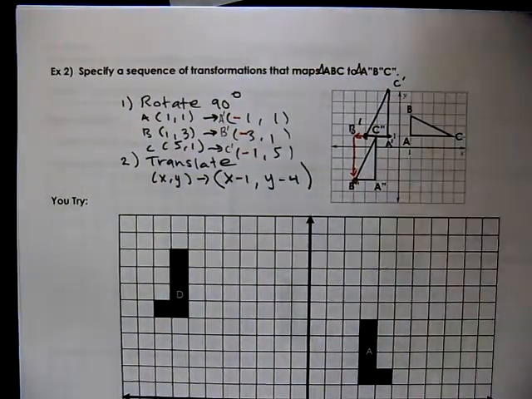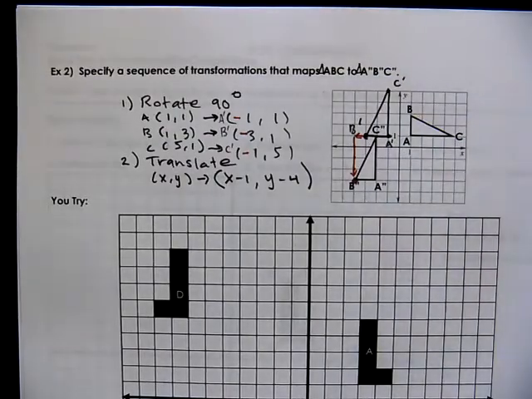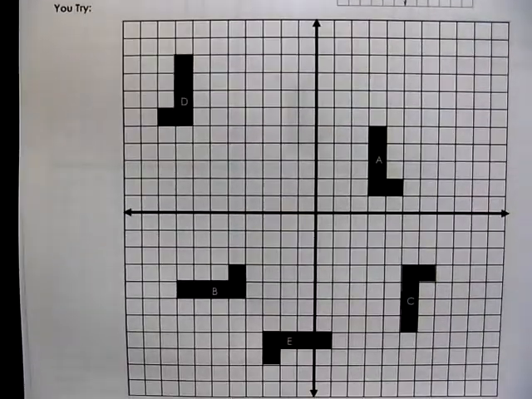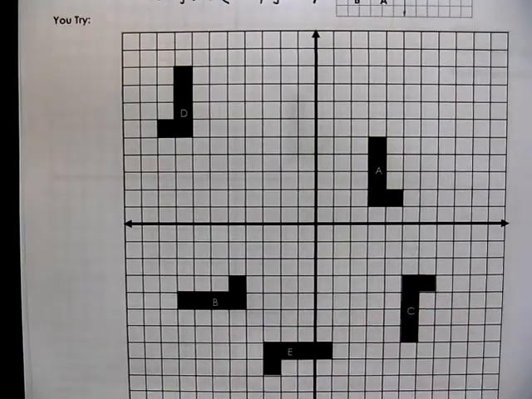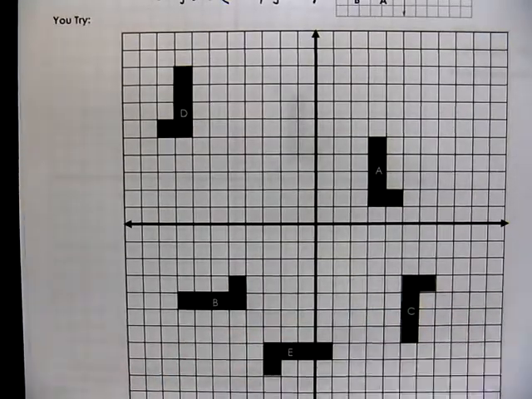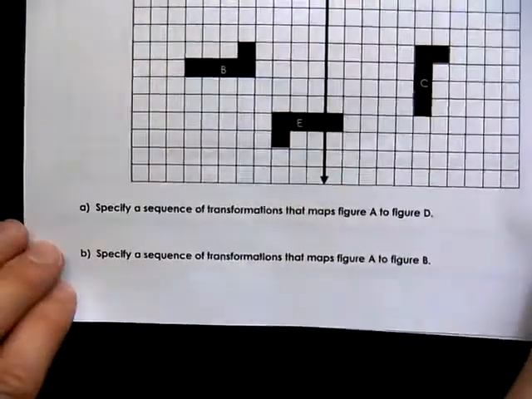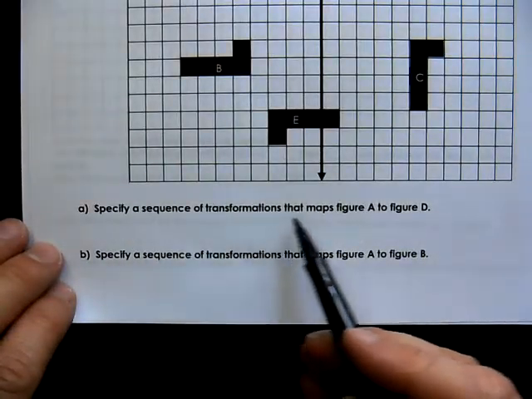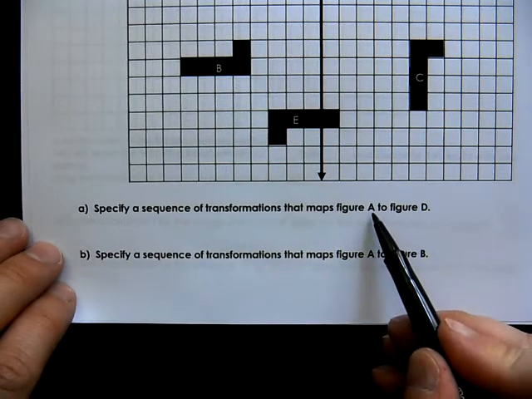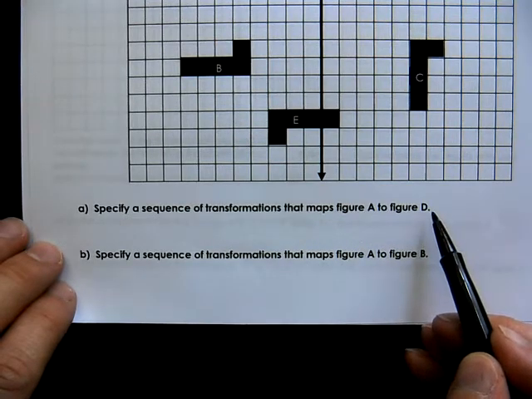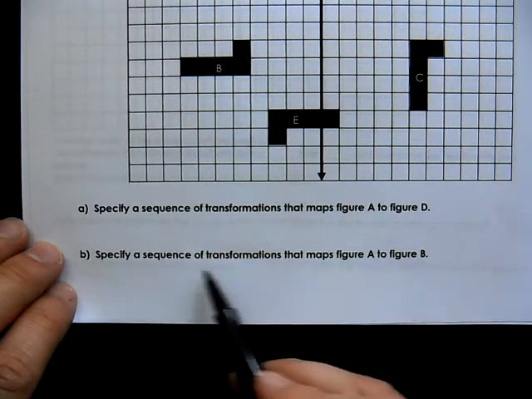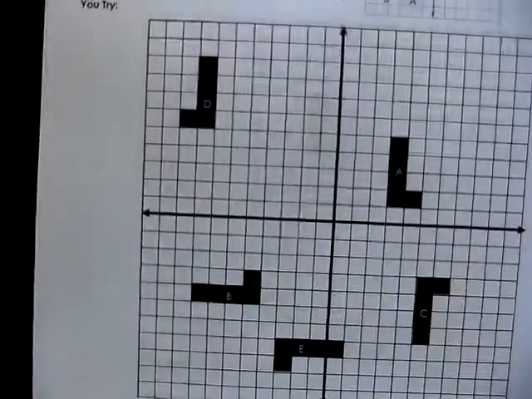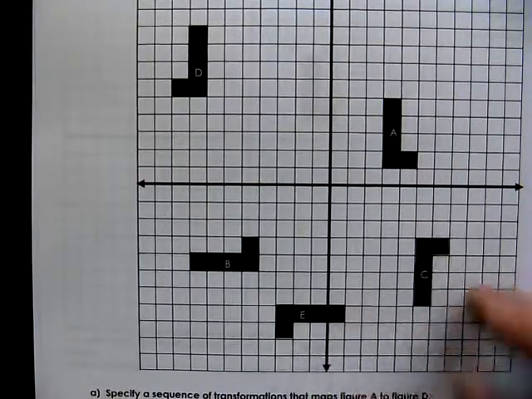You have a couple of those on your homework. But first, I want you to try. Now again, there's lots of options here. We're not going to do all of the possibilities. I want you to just do these two. Part A, specify a sequence of transformations that moves figure A to figure D, and then from figure A to figure B. So there's 2 to practice, so we're ignoring C and E right now.